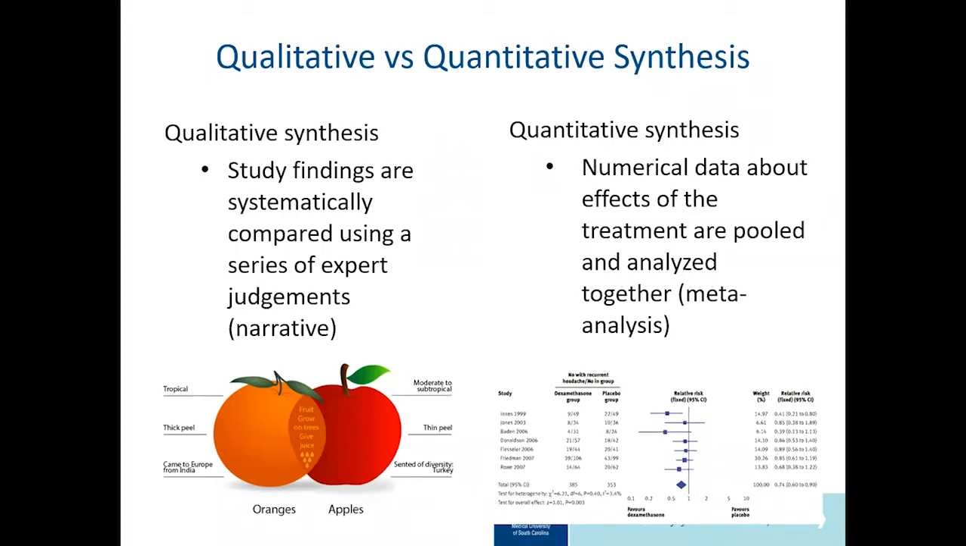Quantitative synthesis comes into play when the studies are similar enough that they can be pooled and analyzed together into what's called a meta-analysis. The diagram you see on the right is called a forest plot. And it's a visual representation of the results of pooling the data from multiple studies together.